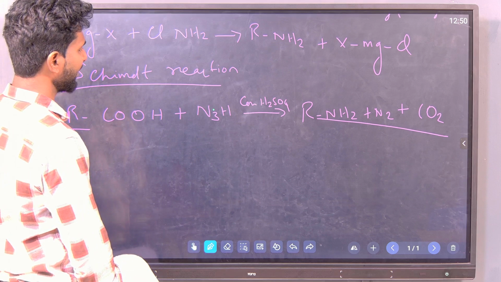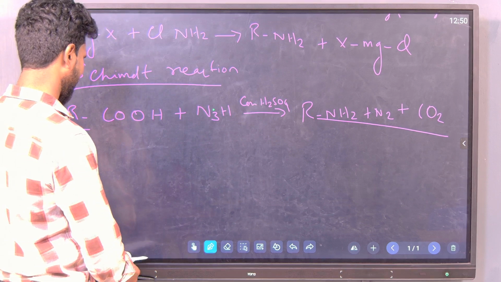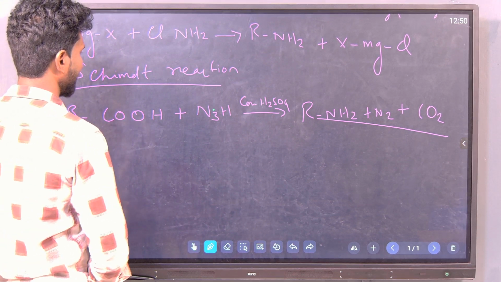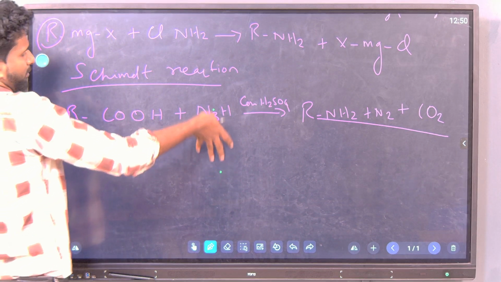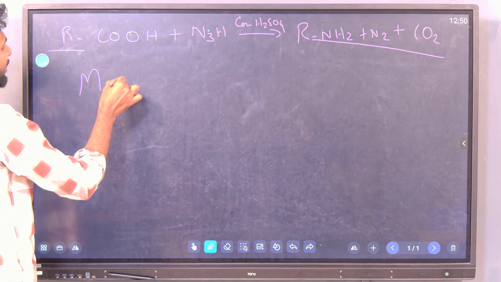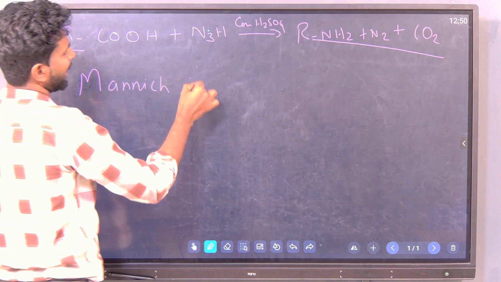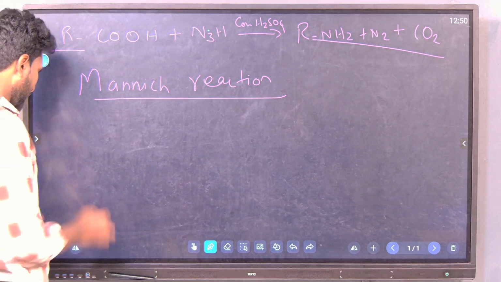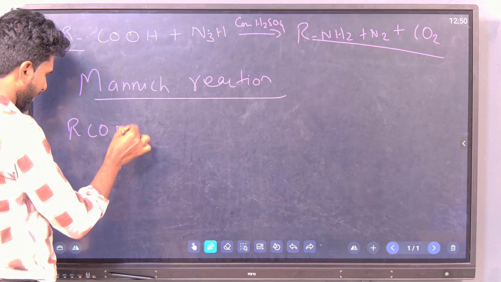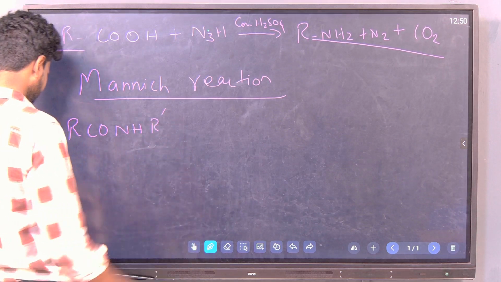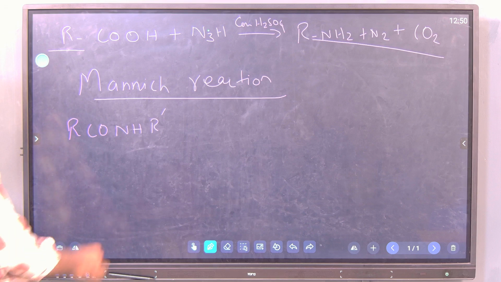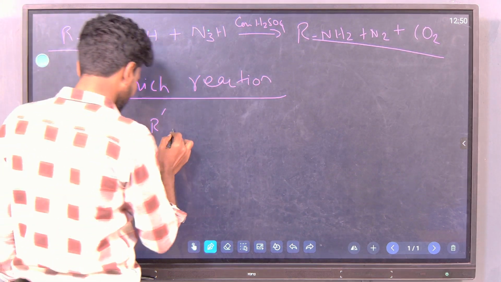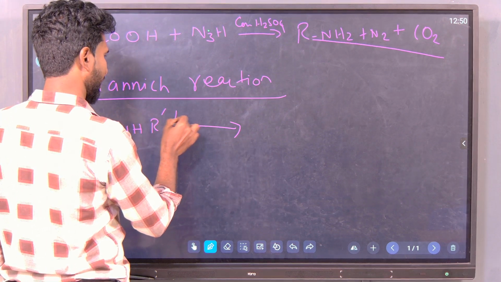Another one is the Mannich reaction. Preparation of amine by Mannich reaction. Here the N-substituted amines we can prepare. This one is the Mannich reaction. Here the RCONHR', that is N-substituted amide, reacts, and there is a reduction.